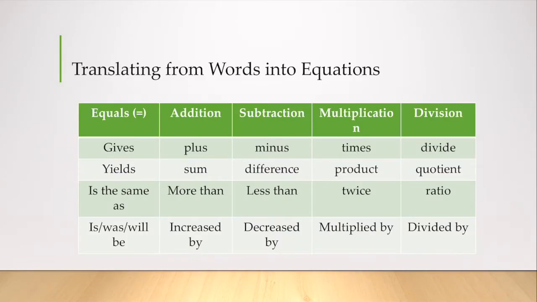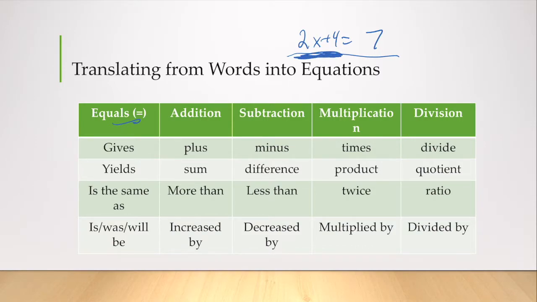So here's a handy chart I created when translating from words into equations. If I have an equation like 2x plus 4 equals 7, I said equals. That's how I read that equation. But that's not always going to be the case. Instead of equals, in a word problem, I could say gives, or yields, or is the same as, or is, was, or will be.